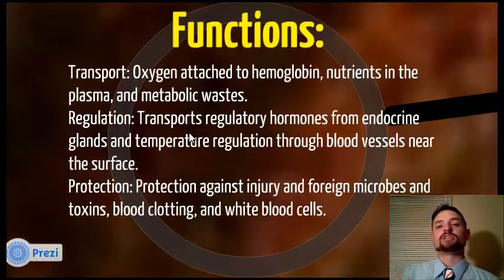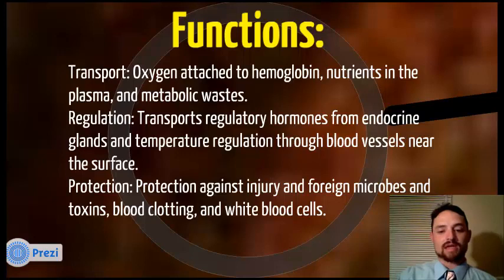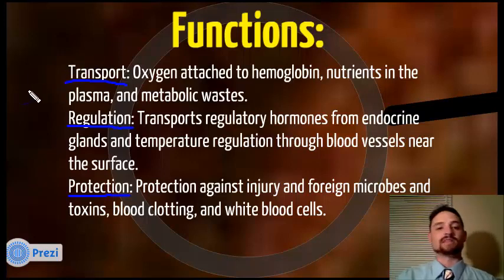The function of the blood is primarily 3 main functions, and I can highlight these for you. The first is transport, the second is regulation, and then the third is protection. And we're going to spend a little bit of time talking about these. Transport, of course, we've talked about this: oxygen attached to the hemoglobin, nutrients in the plasma, metabolic waste. So we've got to transport things throughout the body. The blood is the supply that we use for that.